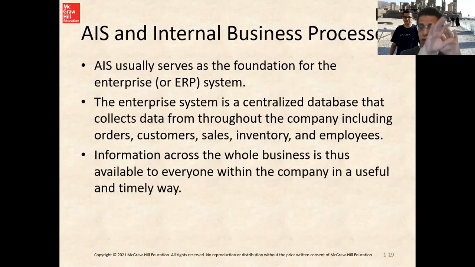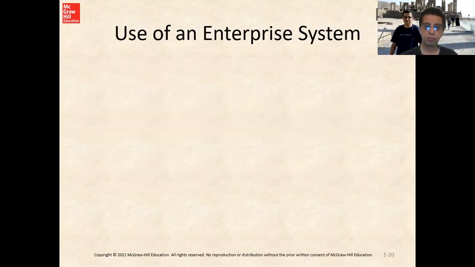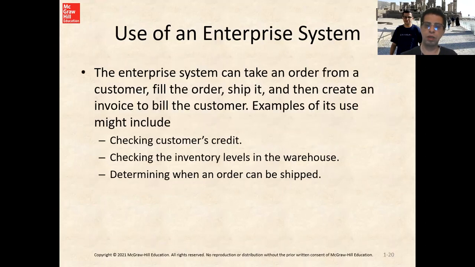Now let's talk about what you do with the ERP and how you set up the processes and procedures. The use of enterprise systems: we said the financial system is one of the enterprise systems. The enterprise system can take an order from a customer, fill the order, ship it, and then create an invoice to bill the customer.